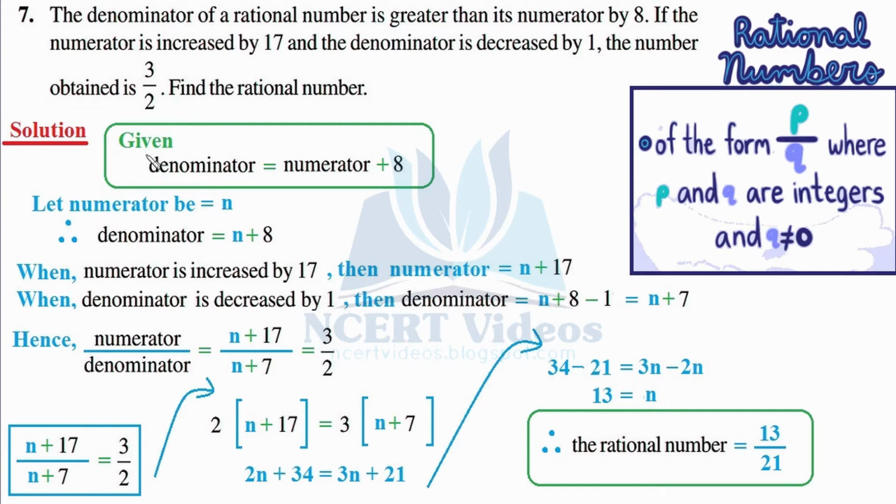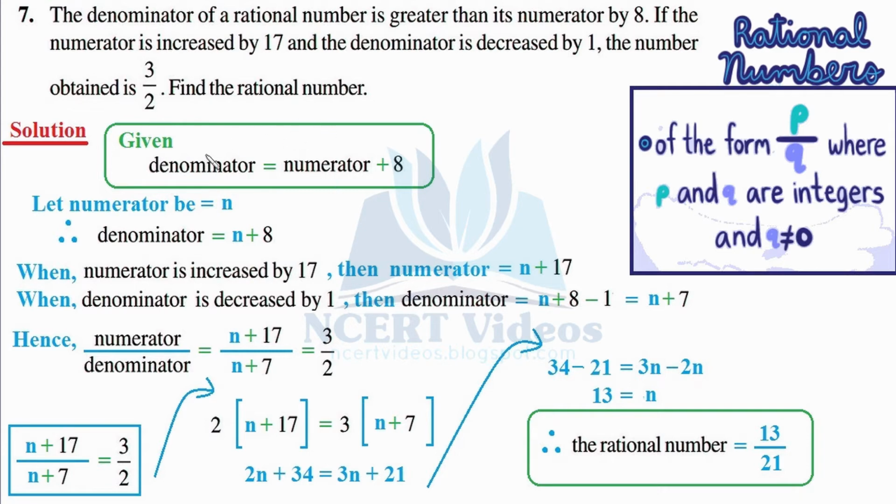So first of all, as we usually do, we write given statements. Let's read the first line again. The denominator of a rational number is greater than its numerator by 8. What does this mean? This simply means that the difference between denominator and numerator is 8. And which one is greater? Denominator of a rational number is greater. So we can write denominator equals to whatever numerator is, we have to add 8 to it. That will give us denominator.